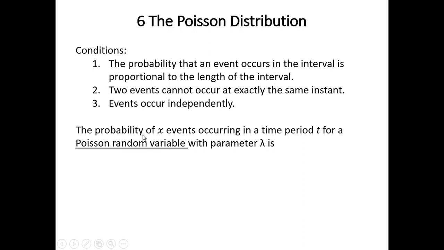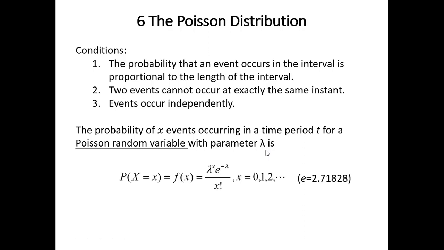So we could find the probability of X events occurring over a time period for a Poisson random variable with parameter lambda using this formula. Okay, so the probability of X occurrences is lambda to the X e to the minus lambda over X factorial, where e is this famous number. It's the base of the natural log. You can see it's approximately 2.7.